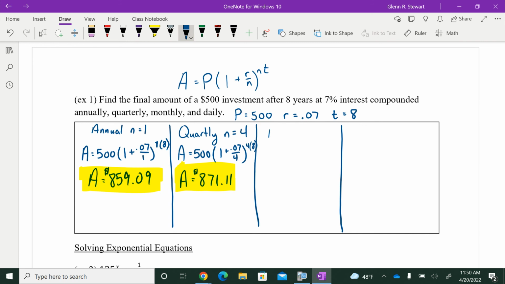See if you can do this for the remaining 2. Monthly, which means that your n is 12. And then daily, which means n is 365.